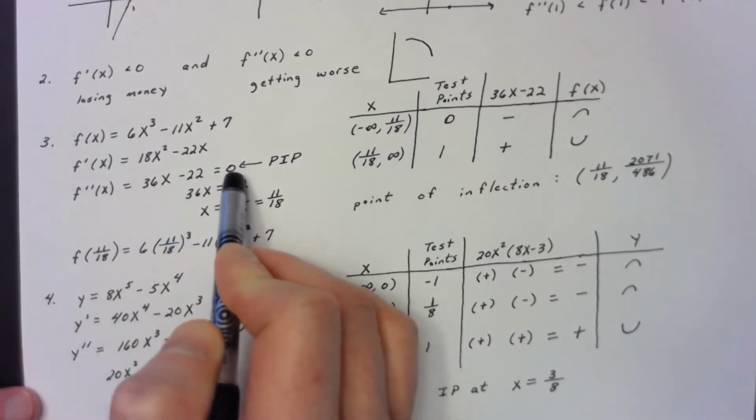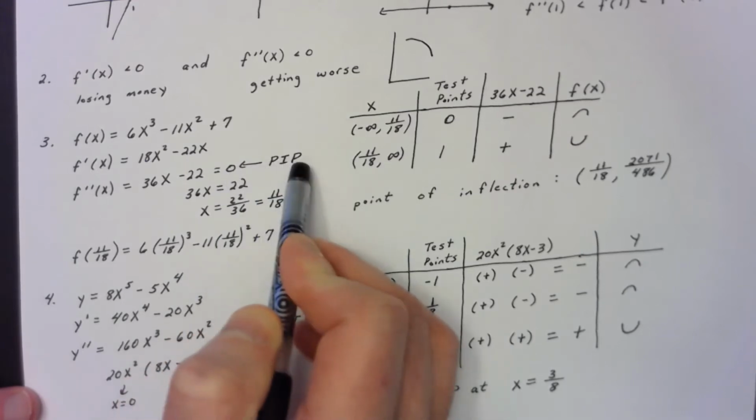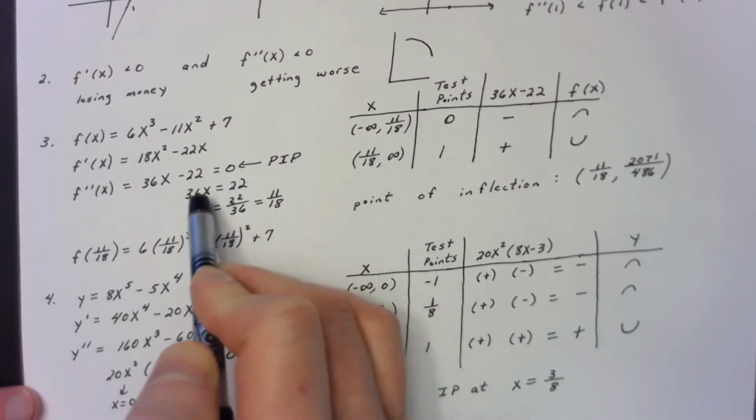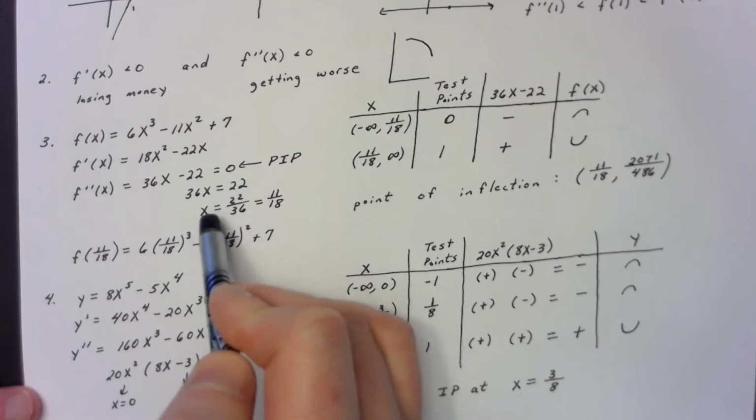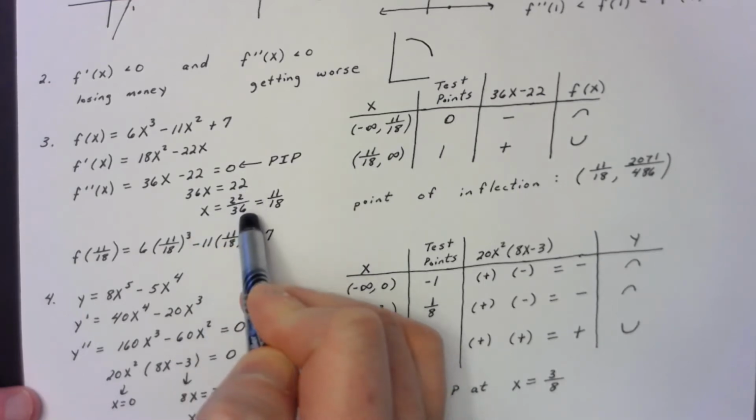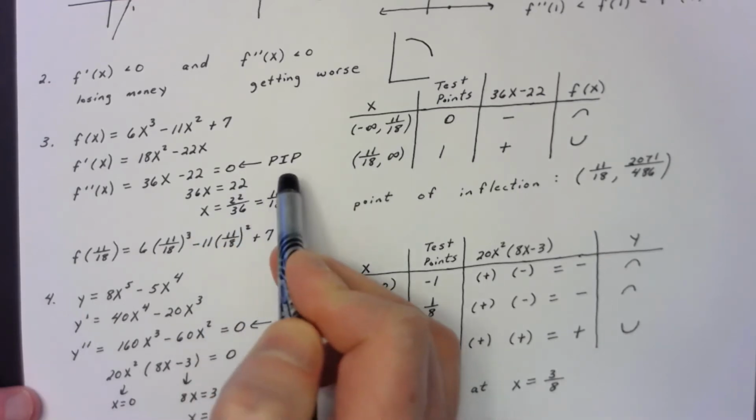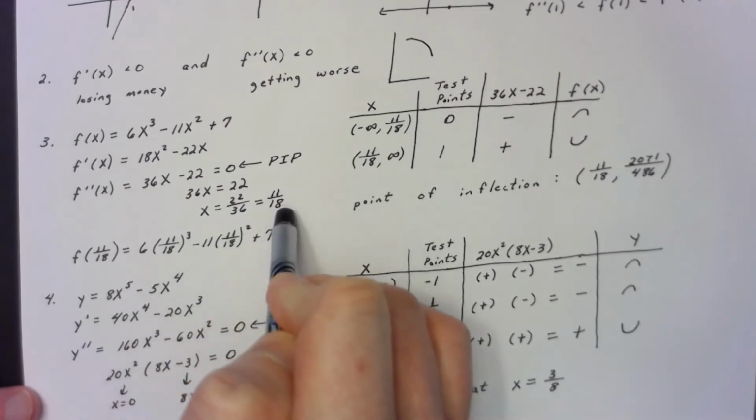Now when I set that equal to 0 to find the potential inflection points, I can see, well, that's just going to give me 36x is 22, x is 22 over 36, which I then went ahead and reduced to 11 over 18.